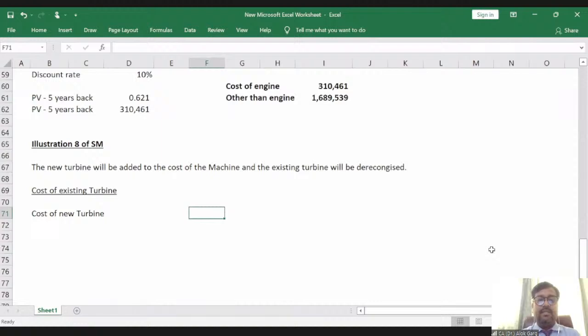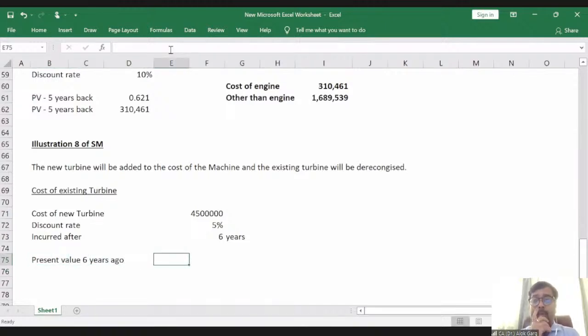Cost of new turbine is 45 lakhs. Discount rate is 5%. This is incurred after 6 years. So present value, 6 years.